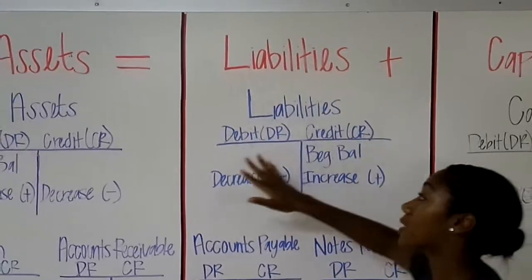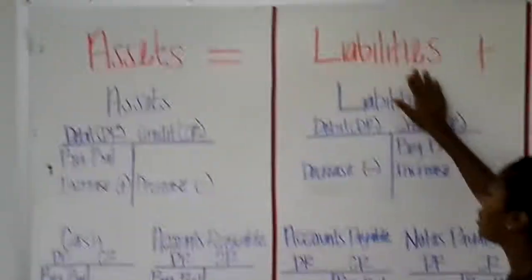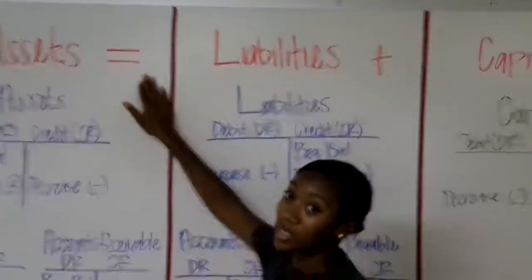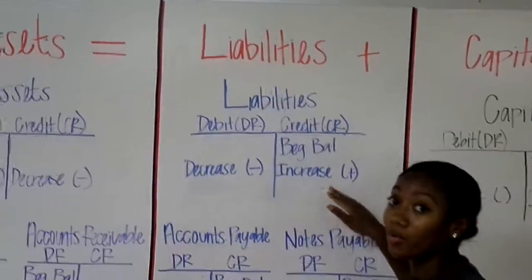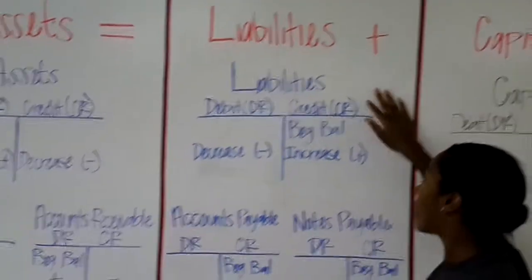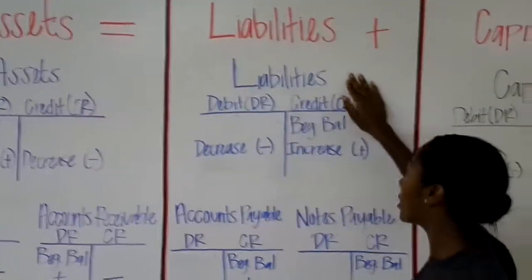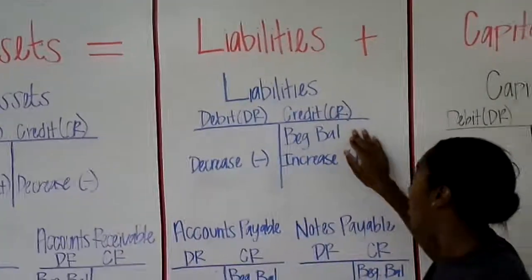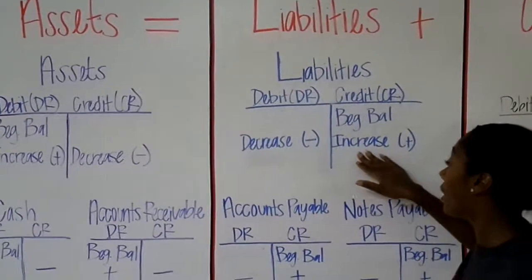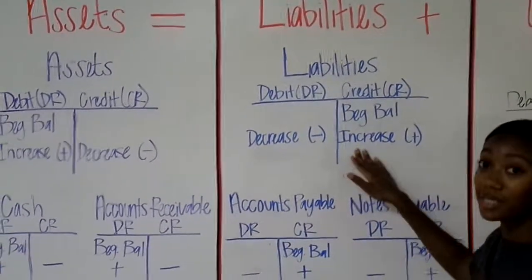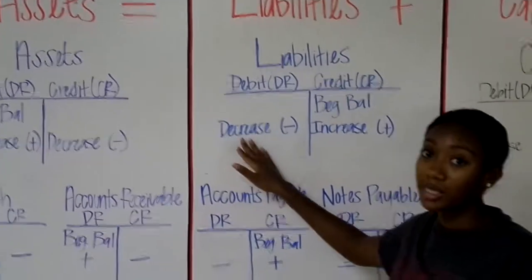Now we're going to talk about liabilities. Liabilities are different from assets because if you look at the equation, liabilities are on the right side of the equal sign, which means that any increase to liabilities would be on the right side of the T account, or better known as the credit side of the T account. So for liabilities, the beginning balance is on the credit side, and any increase to a liability account is on the credit side, and any decrease to a liability is on the debit side.